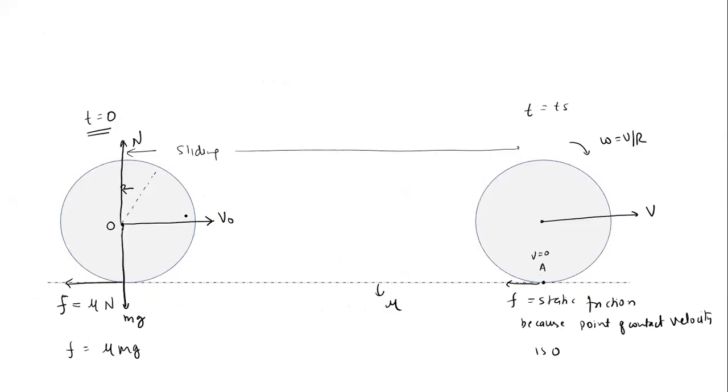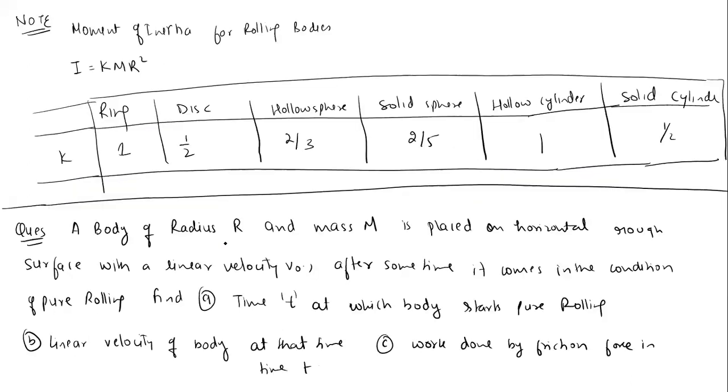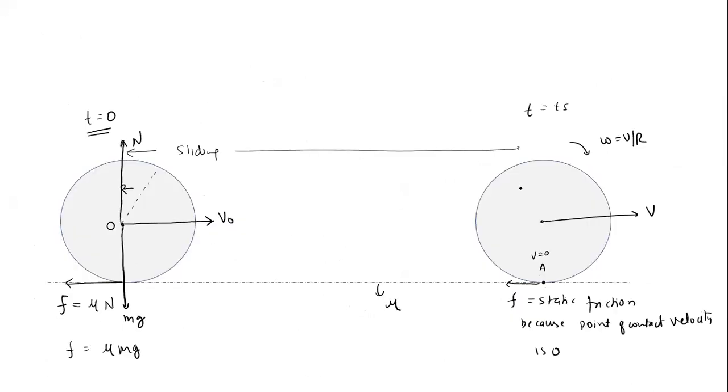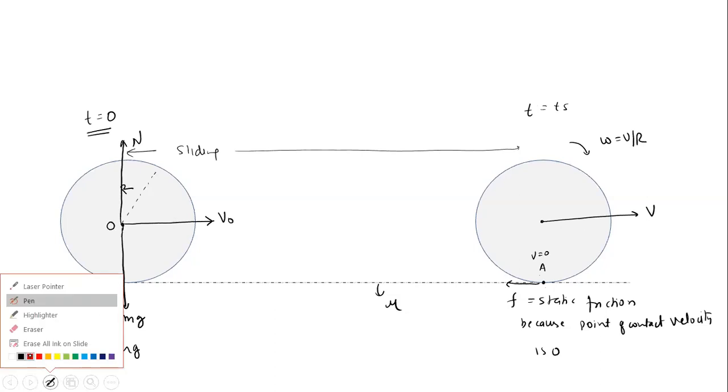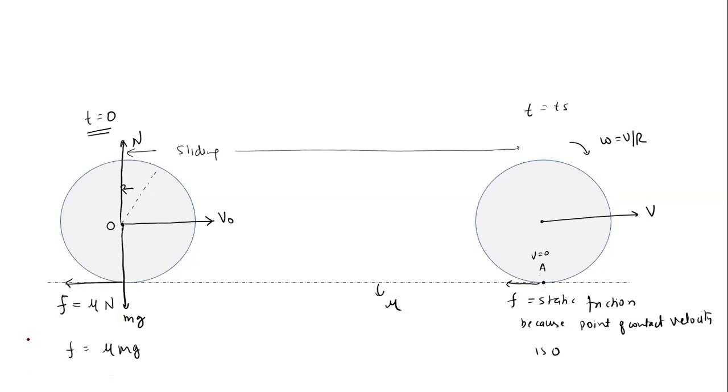Now let us find the time at which the body starts pure rolling, and find the linear velocity of the body at that time. Suppose we have given velocity v naught to the body. After some time it starts pure rolling. You have to find this velocity v. In order to find the velocity v, we can use the concept of angular momentum conservation.